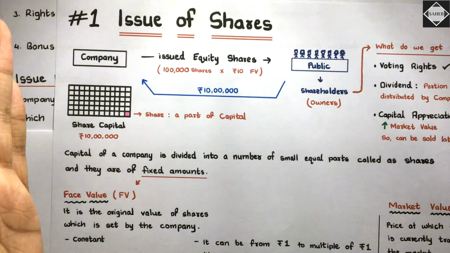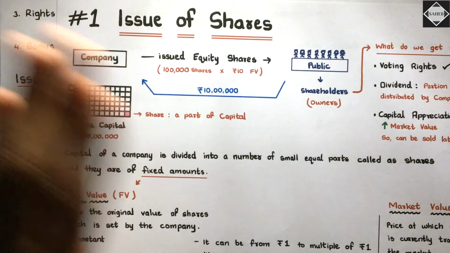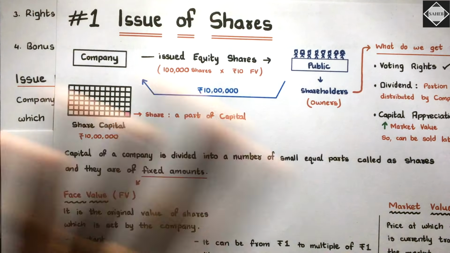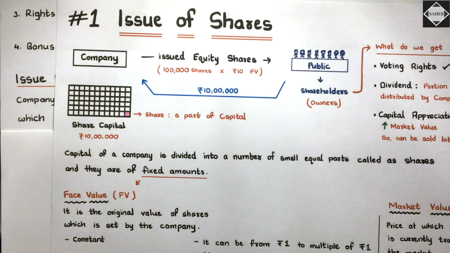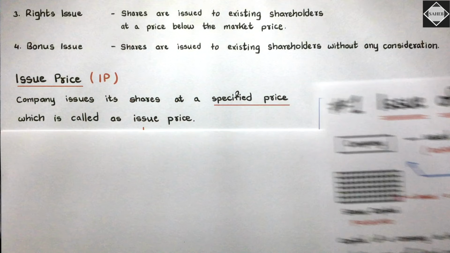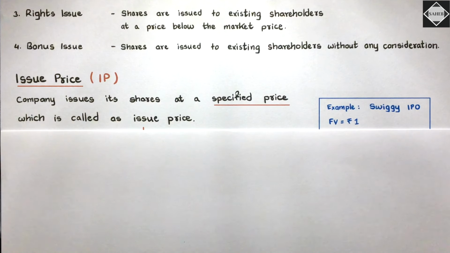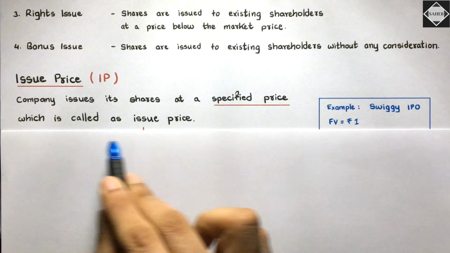It's for the accounting purpose, right? We are not going to get money based on the face value. No, we are going to get the money based on the issue price. Is that clear? Yes.